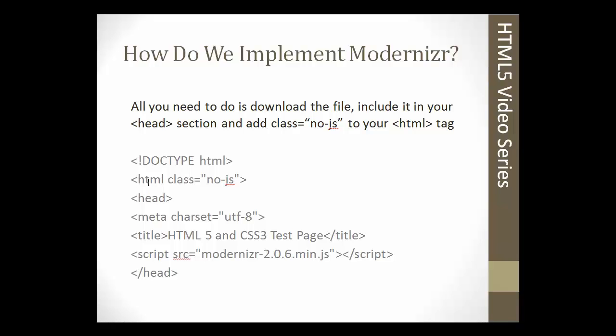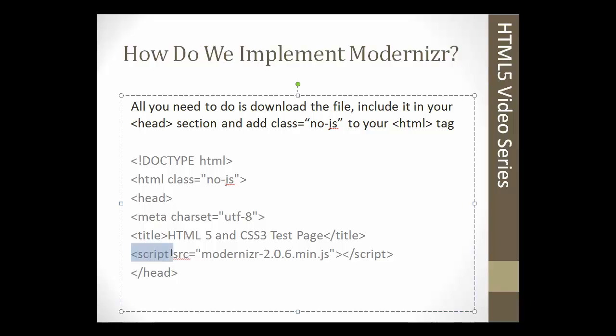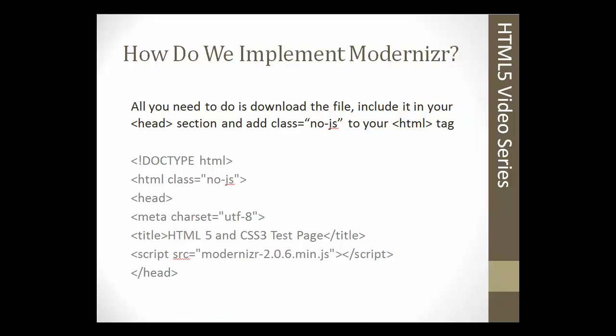First of all, you'd add a class to HTML called no-js, no dash JS, and then down here you just include the script, the actual file that you downloaded, that you generated, and we've gone over this, how to include external scripts. So that's pretty much it. Once you've done that, you can use the functions and you can start using Modernizr.